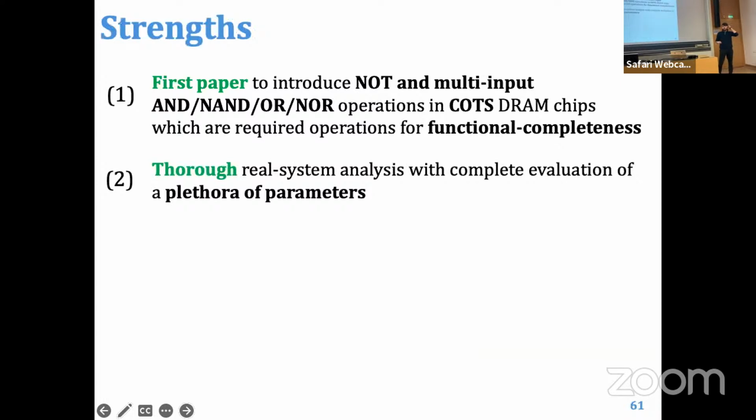Also, they had a really thorough experimentation setup. We saw that they did a sweep of the parameter space. They checked so many chips. They checked 280 chips with a lot of different parameters. So their evaluation was very thorough, very solid, and they showed that these things can actually happen in commercial chips, in commodity DRAM chips.